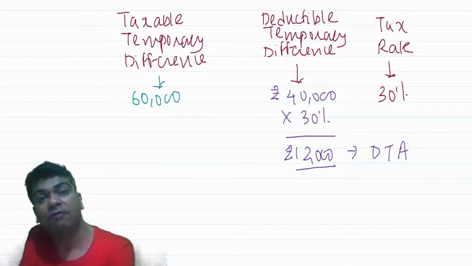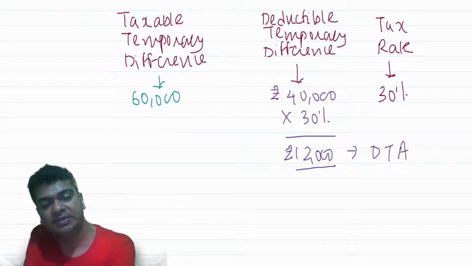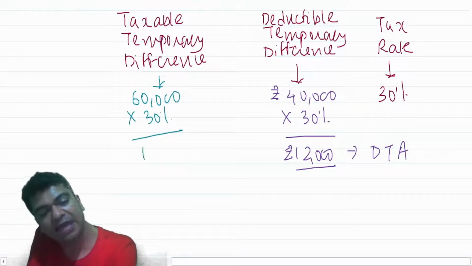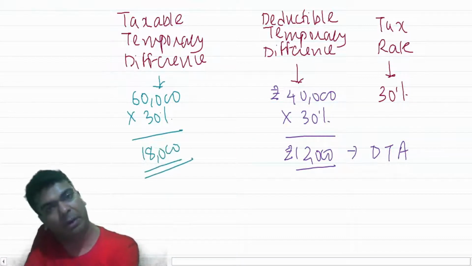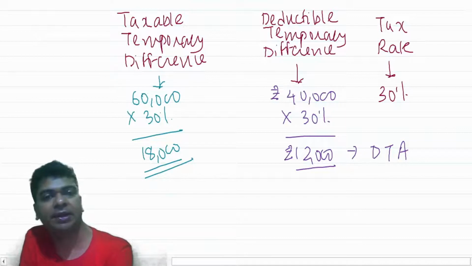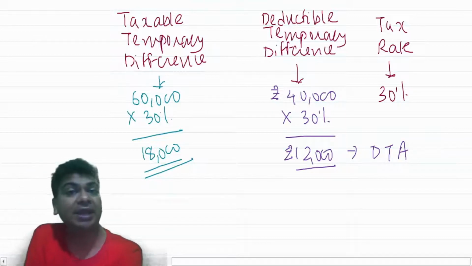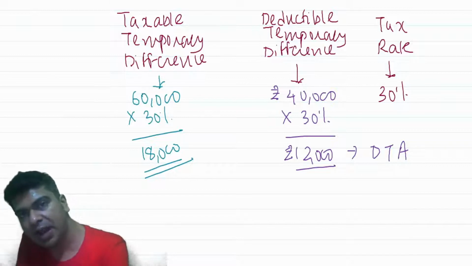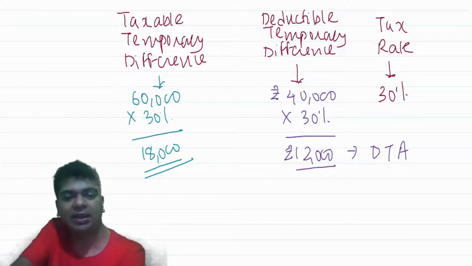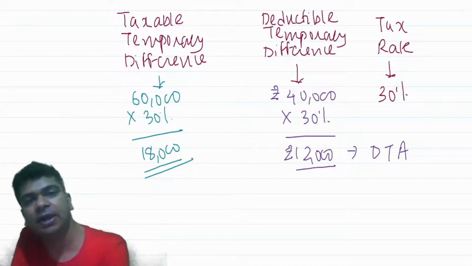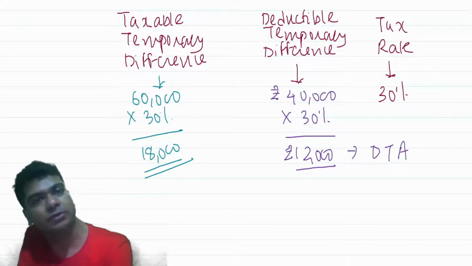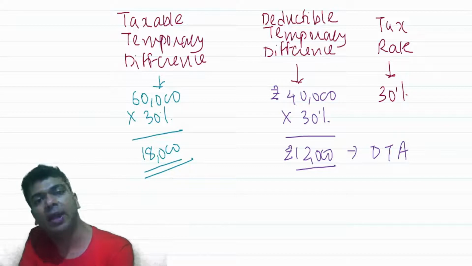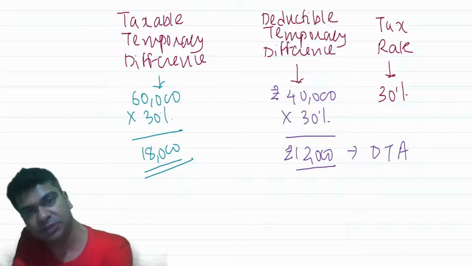My taxable profit in future will increase. And because the taxable profit will increase, I will end up paying a higher amount of tax. I am expecting that in future I will have to pay 18,000 rupees of tax. So what does that mean? Against that 18,000, with the help of deductible temporary difference, I will save 12,000. So my deferred tax asset will get realized. I should go ahead and recognize the deferred tax asset.